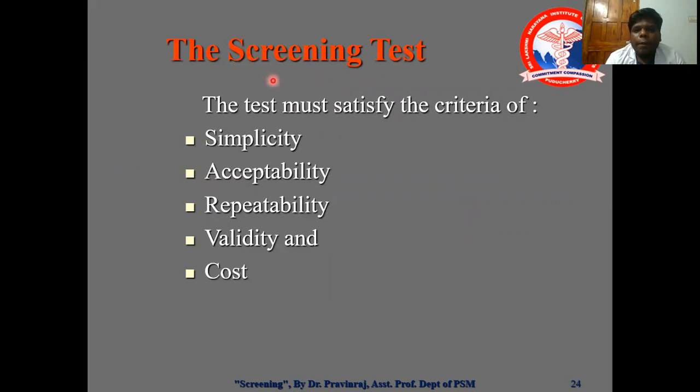According to disease, we have already seen. Now we are going to come to the test. What characteristics should the test have? Number one, it should be simple, easily acceptable, then it should have repeatability, validity, and we are going to see cost also.